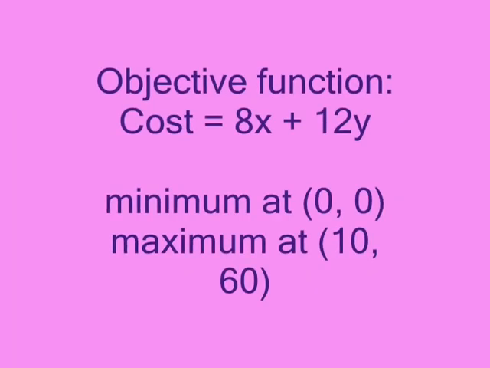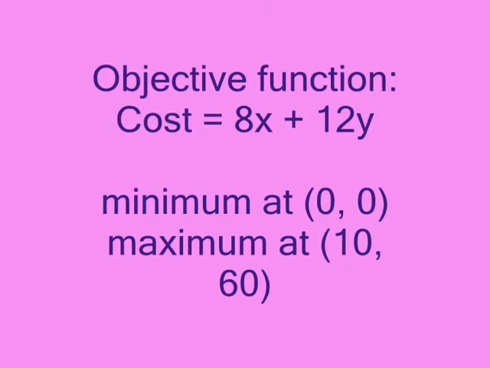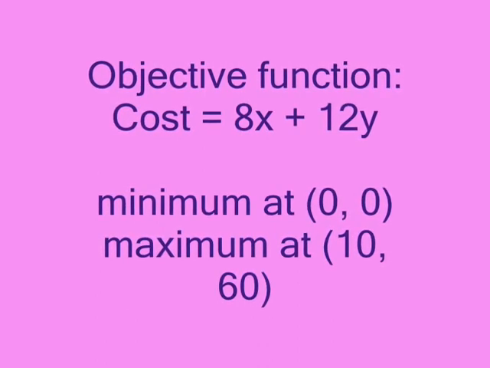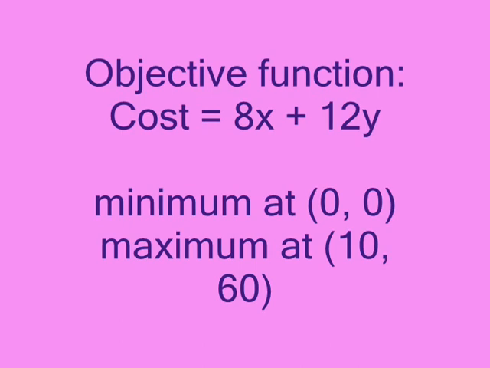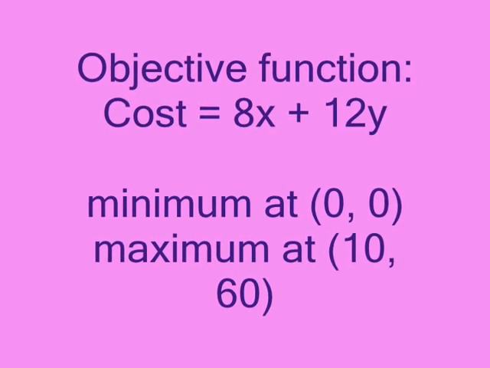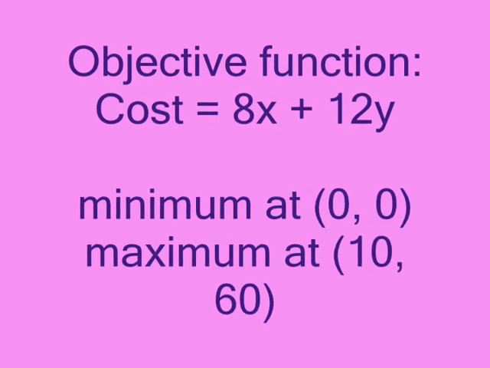So we're done the problem now. We've got the objective function, which is the total cost of the cars, 8x plus 12y, and we found the minimum at 0, 0. That means 0 racing cars and 0 SUVs. And then the maximum cost occurs when we build 10 racing cars and 60 SUVs.